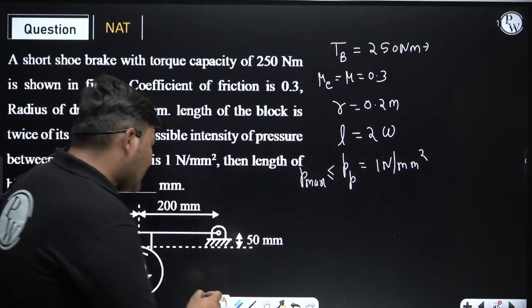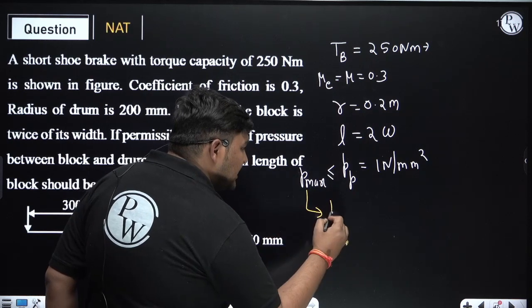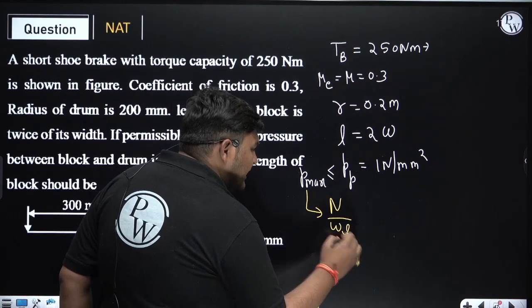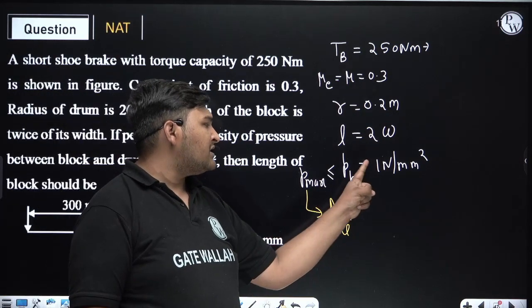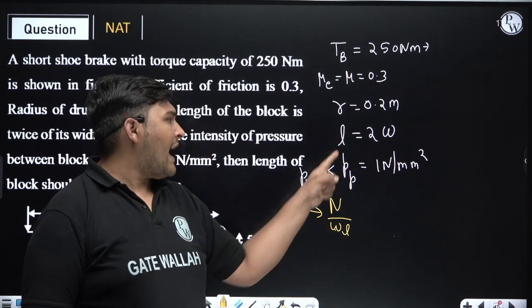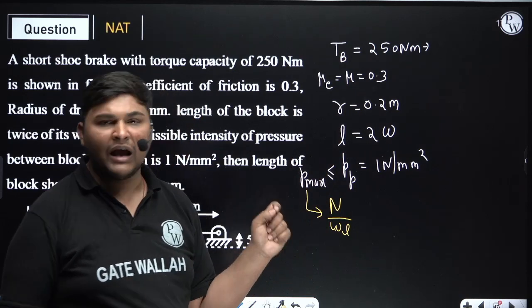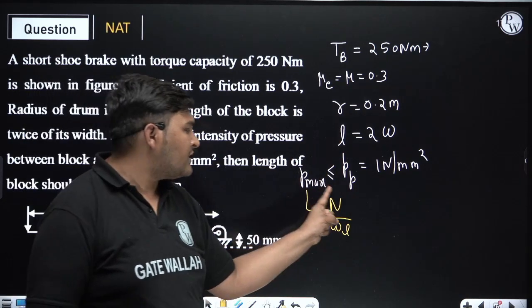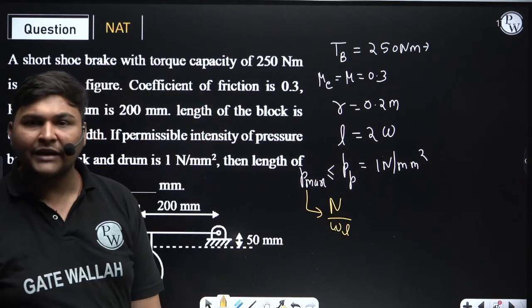And what is the expression of P max? Sir, the expression of P max for a short shoe brake is N upon WL. Now the relation between L and W is also given. So if you equate this relation with 1, L into W will come, and L is equal to twice of W. If you use this relation, you can find either W or L once you have the value of N. So to use this relation, first we need to find the value of N.